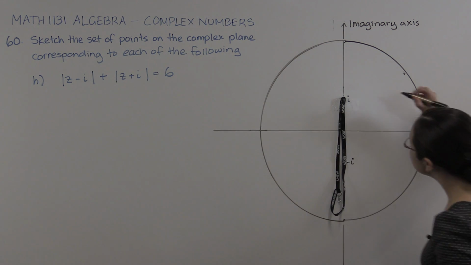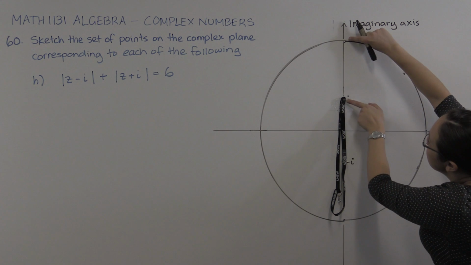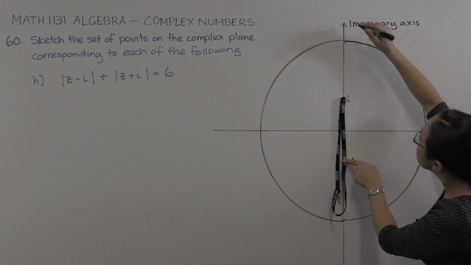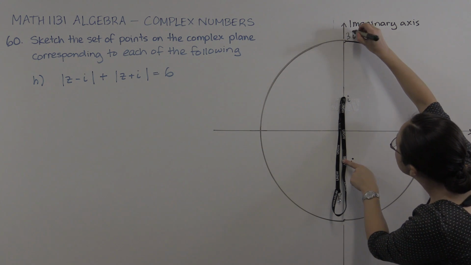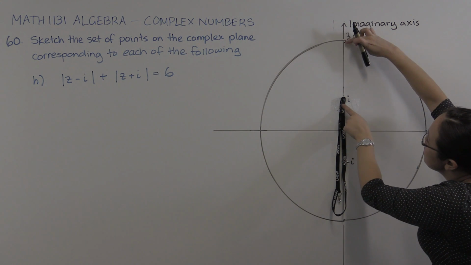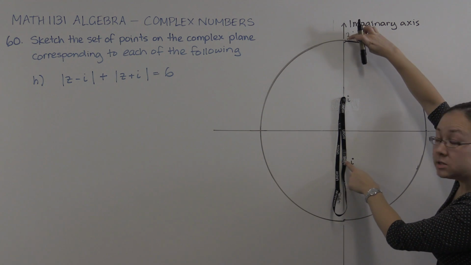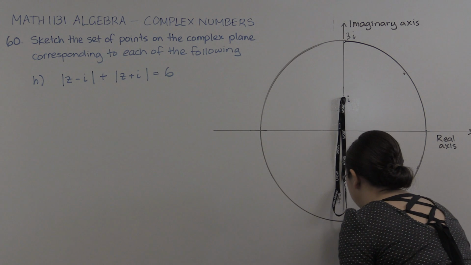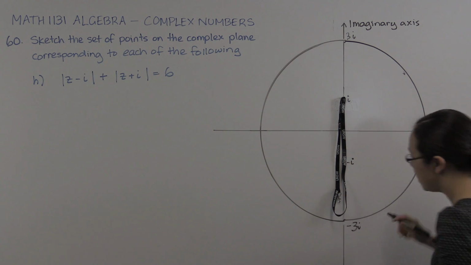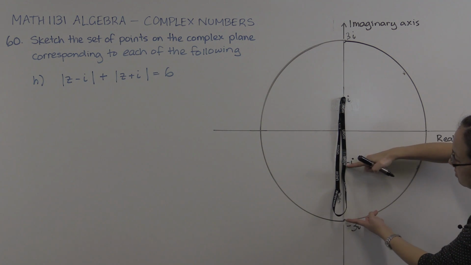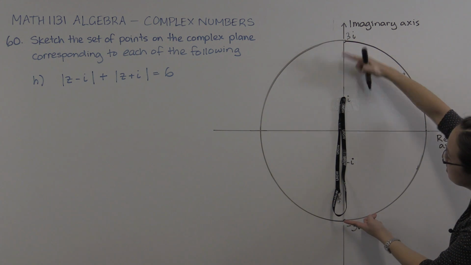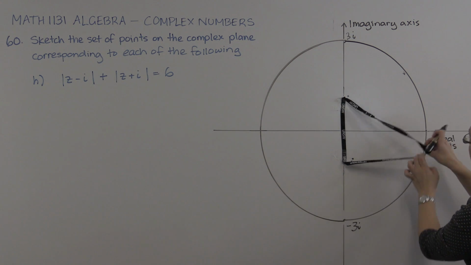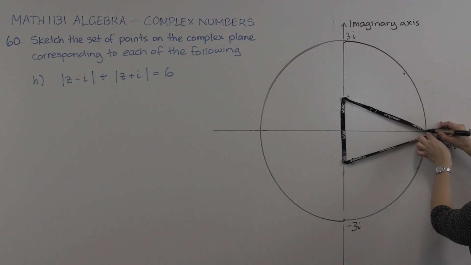Okay, so at the top point here, this plus this must equal 6. So this must be 3I at the top, so that's 2 units to I, and then 4 units to minus I, gives me 6 units altogether. And this bottom point here must be minus 3I for the same reason, 2 units to minus I plus 4 units to I.